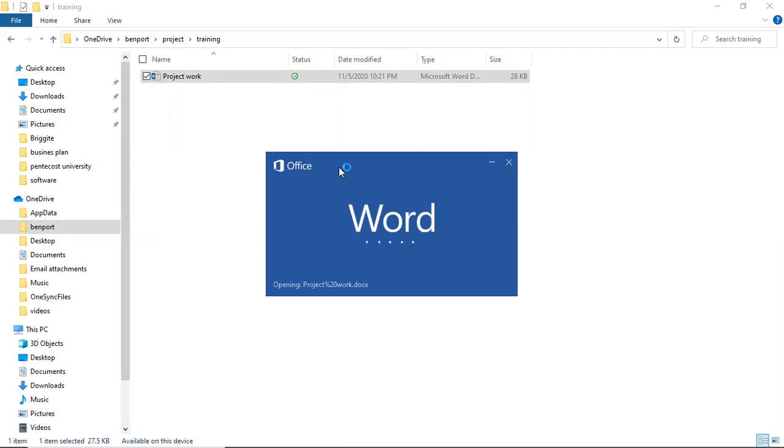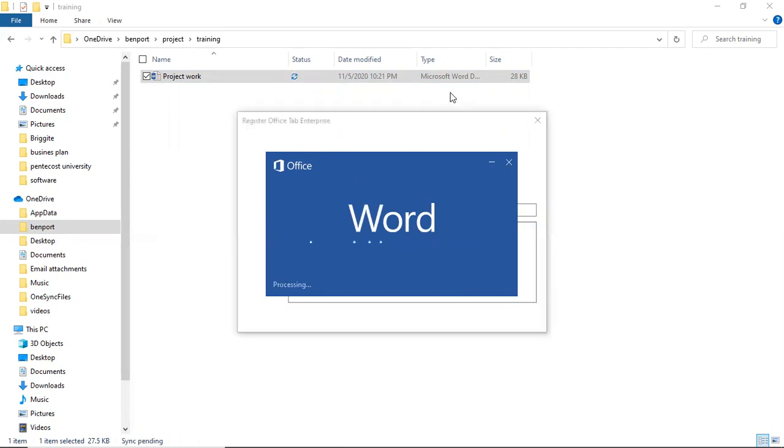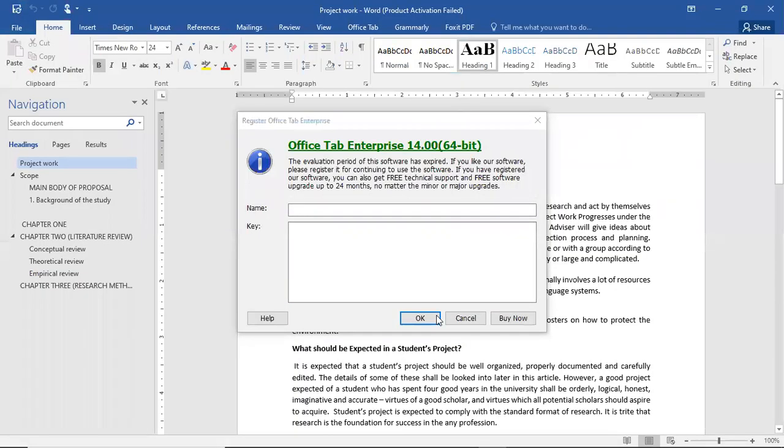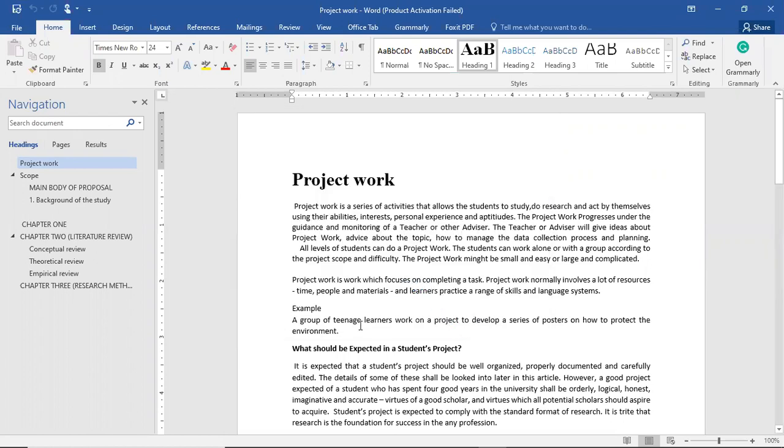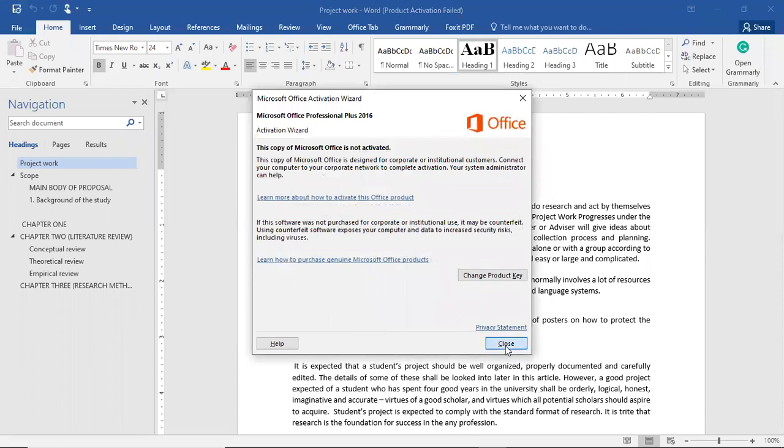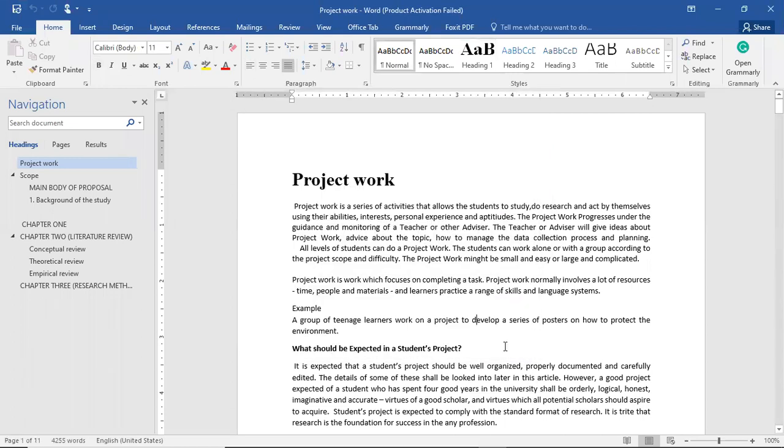We went ahead and looked at the scope of a project work, and we started looking at the structure. We started breaking down the structure of the project work, starting from the proposal, and then we ended on chapter 1.